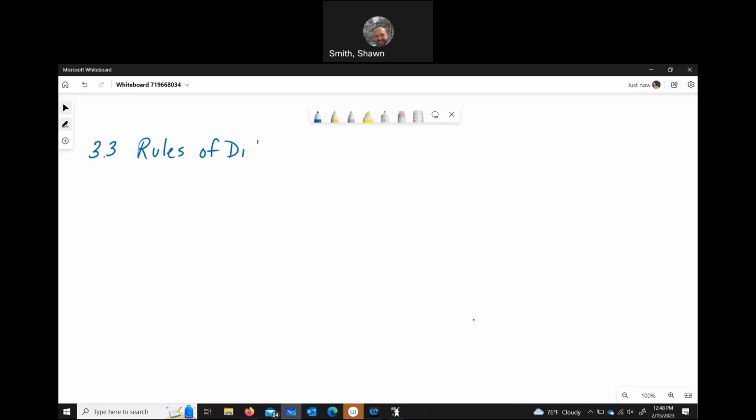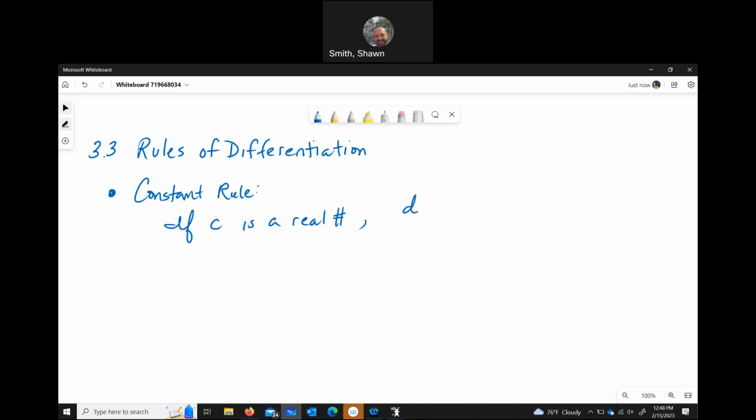Rules of differentiation. All right, we have what's called the constant rule. Let's say if C is a real number, then the derivative of any constant called C. So d over dx, that's one way, right? We can say derivative of just C.